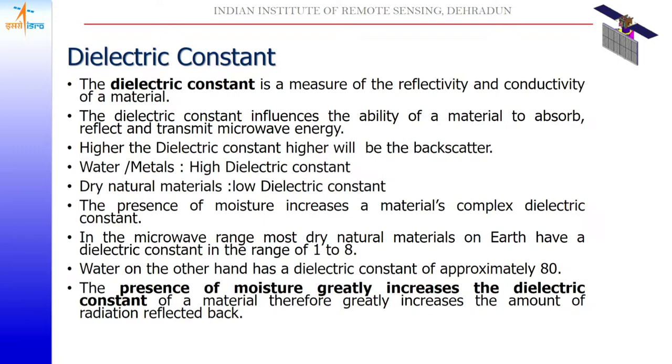A pond or a river has water, but due to specular reflection it will appear darker. A water body appears dark due to its smoothness, because specular reflection is happening. But when water is mixed with soil, it gives brighter returns, because there the dielectric constant dominates. In the case of a pond or river, specular reflection dominates.